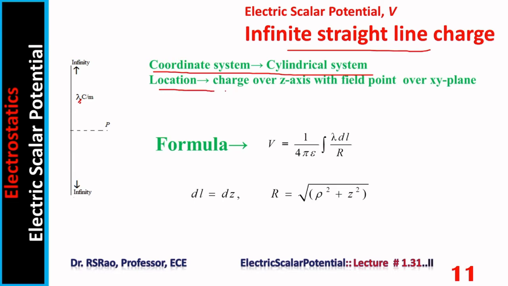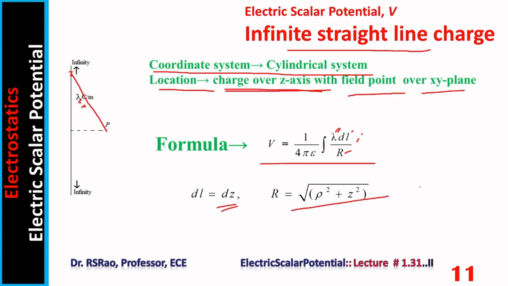We place the charge over the z-axis with the field point over the xy plane. The appropriate formula is V equal to 1 by 4 pi epsilon integral lambda dl by r. Lambda means charge density, dl is differential length, and r is the distance between the source point and the field point. As the charge is located over the z-axis, dl becomes dz. And as the field point is over the xy plane, r becomes square root of rho square plus z square.